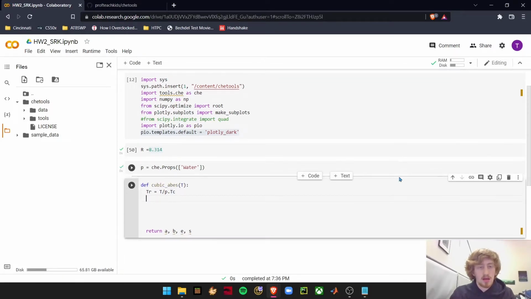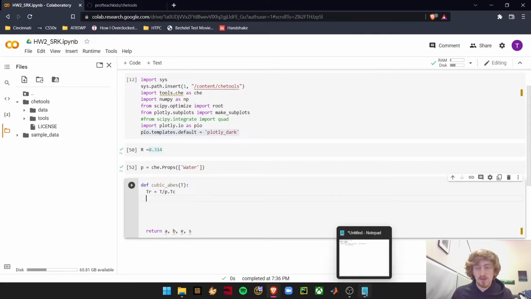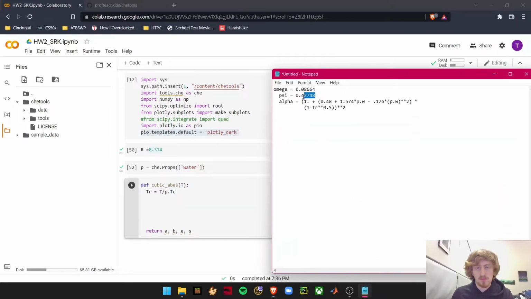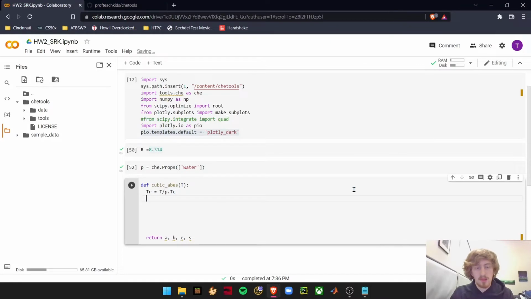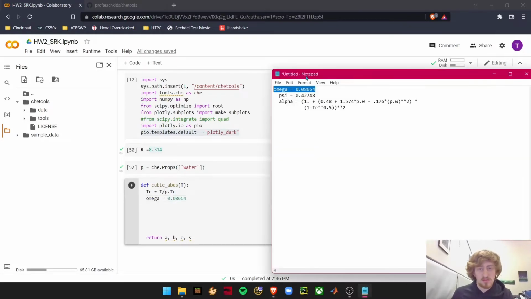There we go. And then we're also going to need a few values, and I have them over here to reference because there's no way I'd remember these. So we're going to need omega, and that's going to be equal to 0.08664. So we'll go ahead and paste that in. And we're also going to need psi, which will be 0.42748.